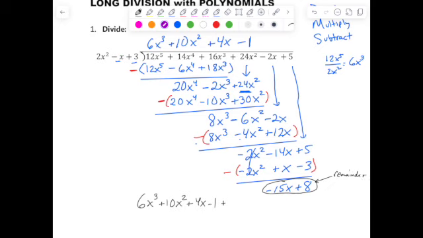And by the way, you know you're not repeating that division step, because that's negative 15x in your remainder, and that's a smaller degree than your divisor of 2x squared. So that's how you know you're pretty much done. So plus your remainder, negative 15x plus 8, over your divisor. And what we were dividing by was 2x squared minus x plus 3.